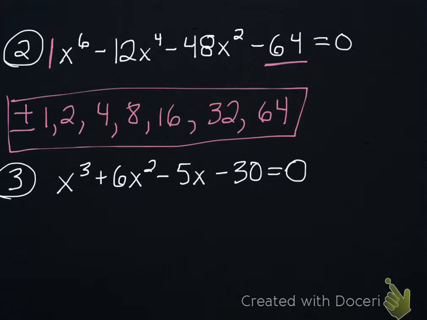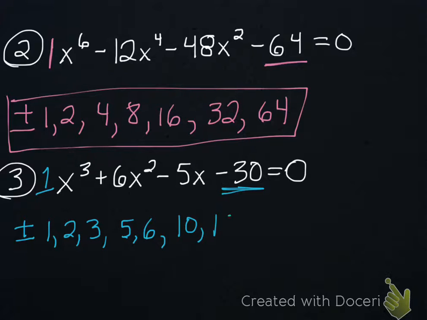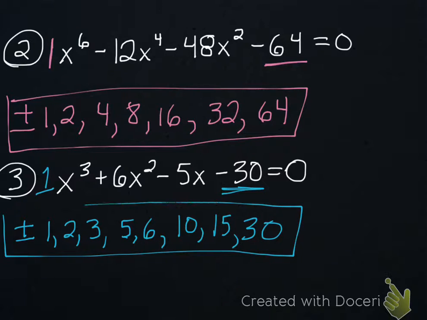Number 3. What's the constant? 30. What's the leading coefficient? 1. So I only need to worry about the 30. What is everything that will multiply to give me a 30? Or, another way to put it, what can divide evenly into 30? 1, 2, 3, 5 times 6 gives me 30, so both of those. 3 was multiplied by 10, 2 was multiplied by 15, and 1 is multiplied by 30. These would be all the possible roots for this polynomial.